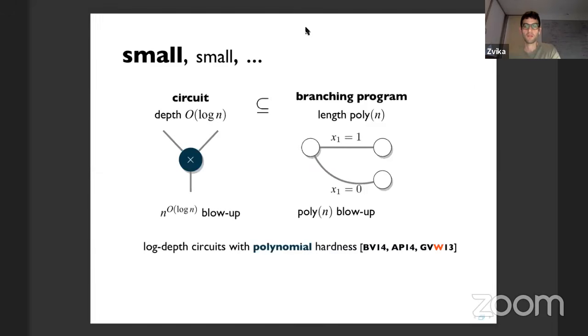So perhaps the participant would like to know what you do when you do have circuits with sort of super logarithmic depth. How do you do homomorphic evaluation? That kind of circuits. Right.